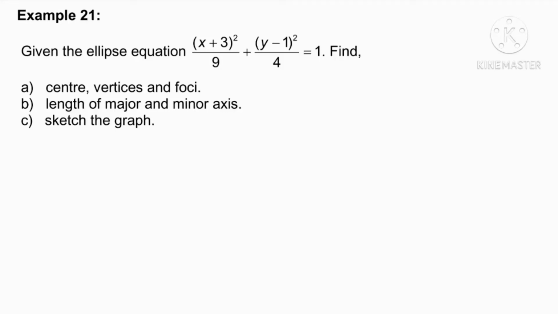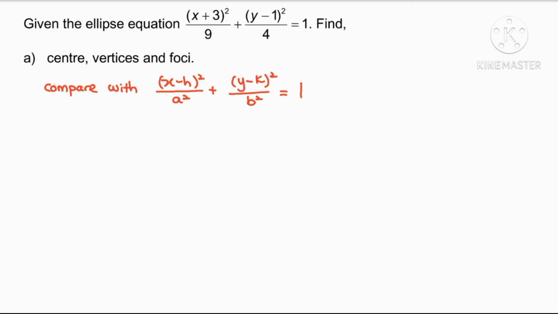In this video, we are going to solve a question related to ellipse. The question is, given the ellipse equation (x + 3)² over 9 plus (y − 1)² over 4 equal to 1, find: A, center, vertices and foci; B, length of major and minor axis; and C, sketch the graph.